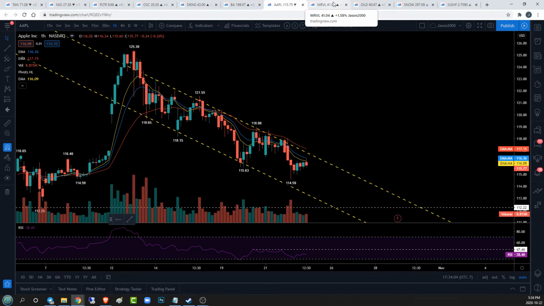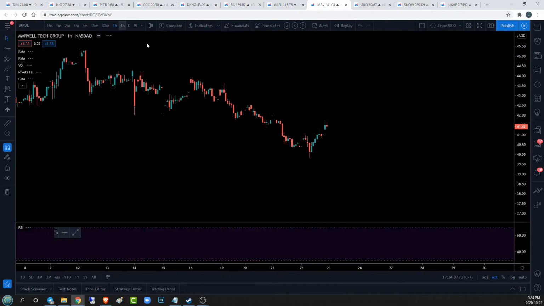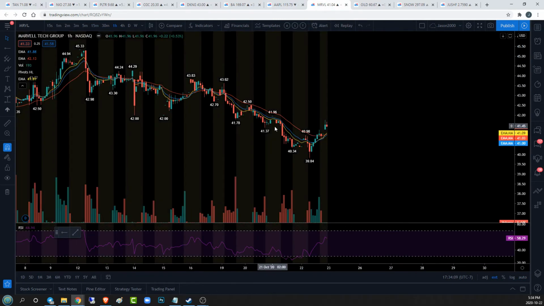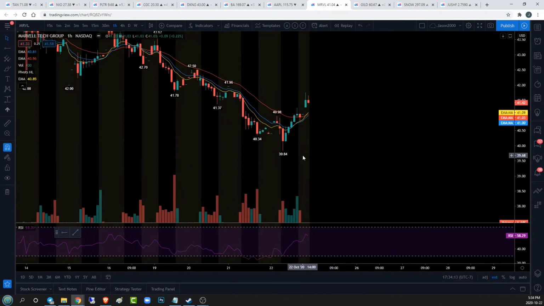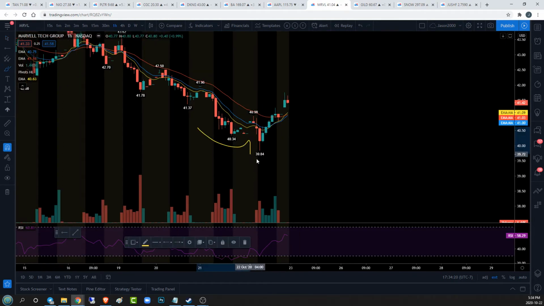All right, something more exciting, MRVL. So MRVL had its own little hourly trend here, and today we managed to break over top of 40.98 after establishing a low at 39.84. So a nice head and shoulders-ish type move where we've got our low, lower low, and way up here, higher low. So not a beautiful head and shoulders.